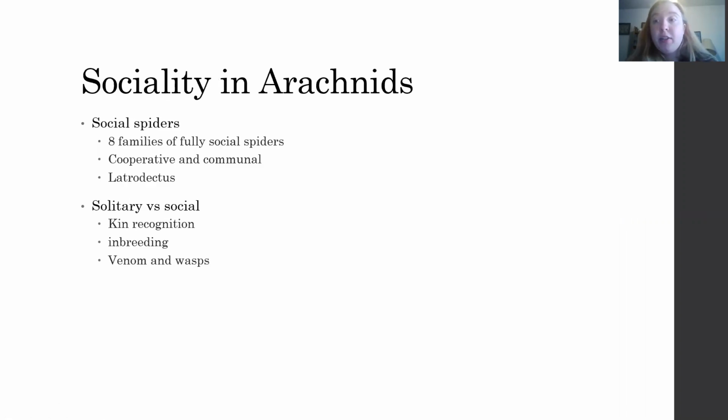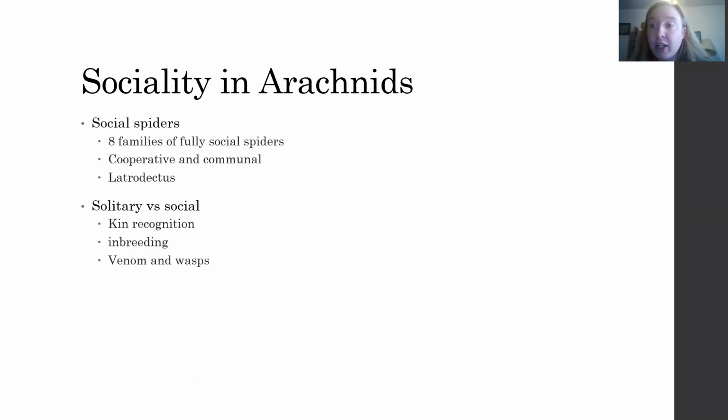So spiders are often considered solitary, but there's actually 8 families of fully social spiders, and these are divided into 2 types. We have cooperative spiders and we have communal spiders. Cooperative spiders are ones that work together, like sharing food and hunting together. Communal are ones that live together, like sharing the same web but not sharing prey.